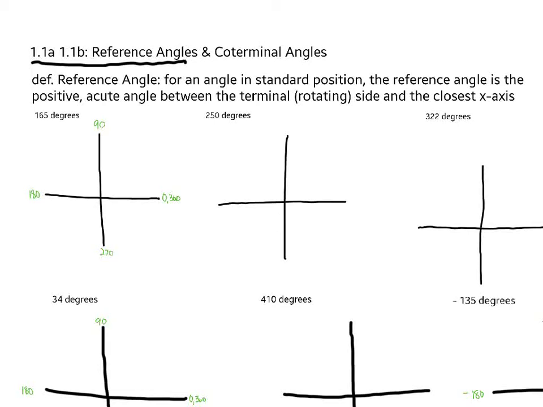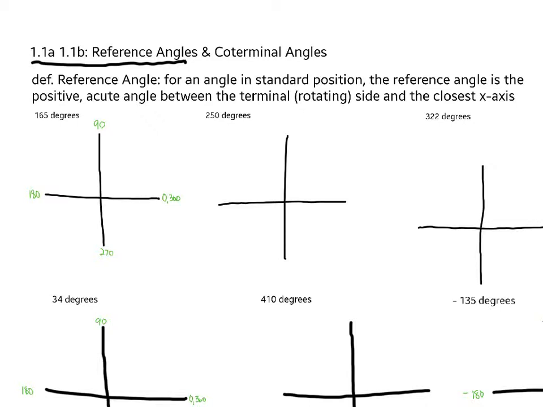11A and B, which are on reference angles and coterminal angles. This video continues the resources that we were looking at in section 1.1, which is drawing angles in standard position. So the first thing we need to do is define what we're going to be talking about. Now we're going to be talking about reference angles and coterminal angles.